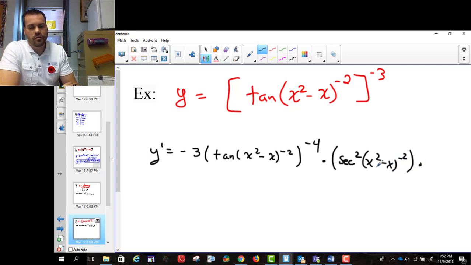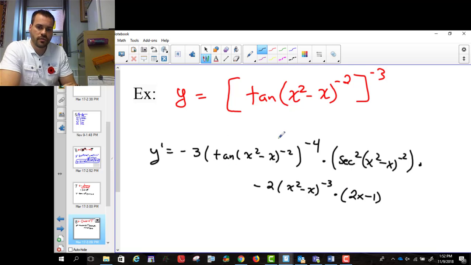Then we multiply by the derivative of the x squared minus x to the minus 2. So that's minus 2 times x squared minus x to the minus 3. And then we multiply by the derivative of the x squared minus x, and that's 2x minus 1. So there's our derivative. Big long thing. That's how you do it. So hopefully that's making sense.